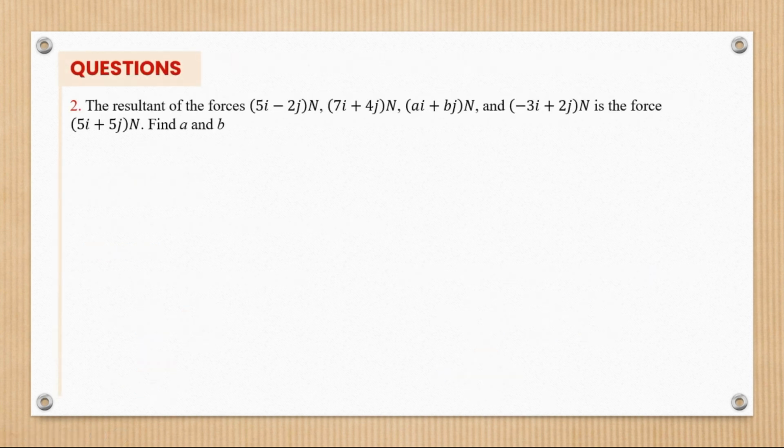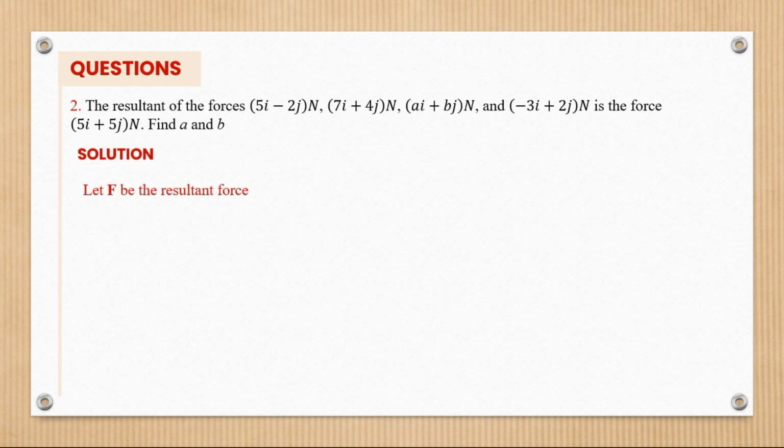Question number 2: we're told that the resultant of the forces 5i minus 2j newtons, 7i plus 4j newtons, ai plus bj newtons, and negative 3i plus 2j newtons is the force 5i plus 5j newtons. We're told to find a and b. In this example we've been given the resultant already, and we just have to find the unknown values in some of the forces given.